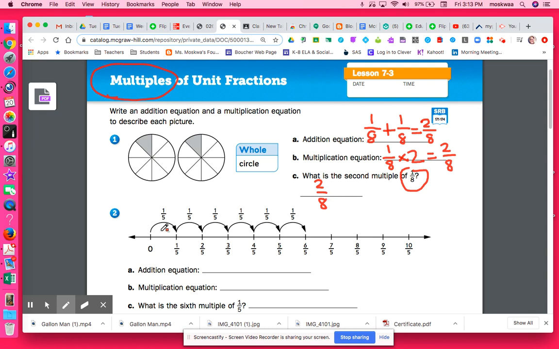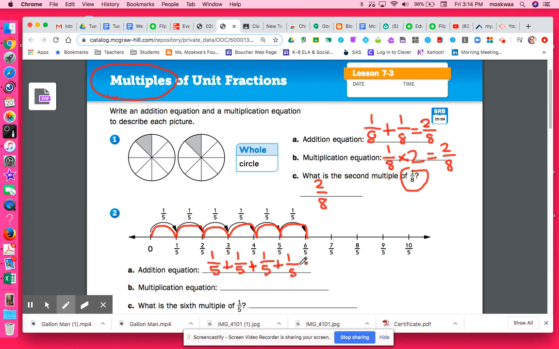If I scroll down to number 2, I have another visual representation, except it just looks different. It's not a rectangle, it's not a circle, it's just hops on a number line, but each one is 1/5. So this one is just going to be harder for me because I have 6 hops of 1/5. So to show that as an addition equation, I have 1/5 plus 1/5 plus 1/5. 3 more to go. Plus 1/5.